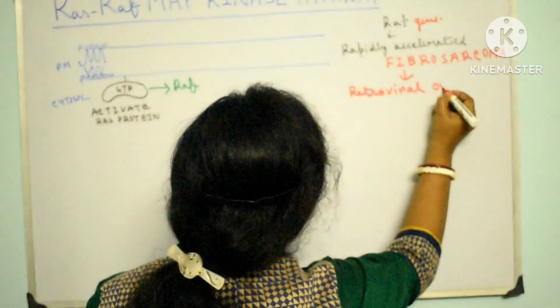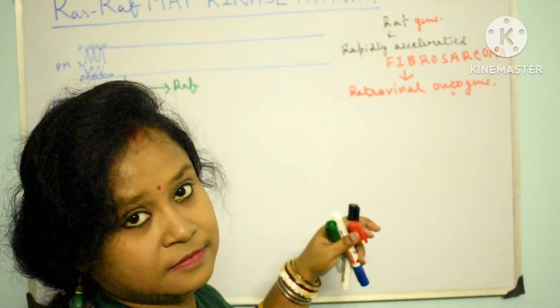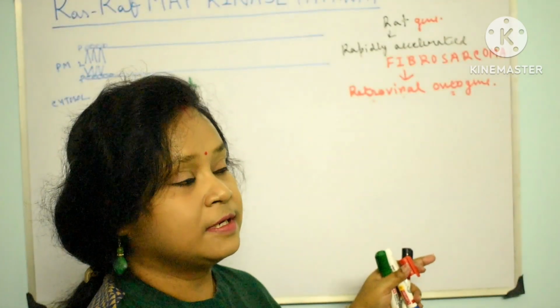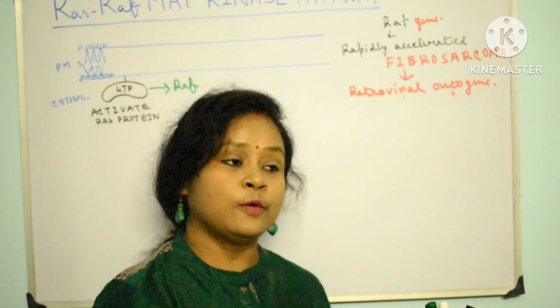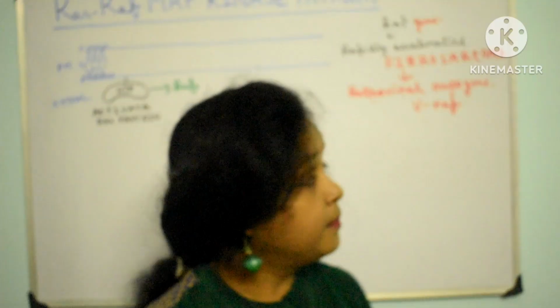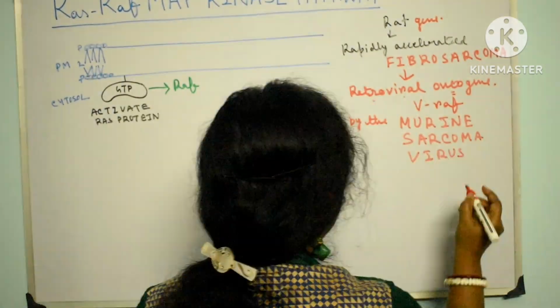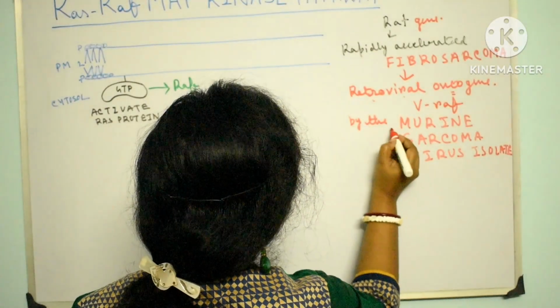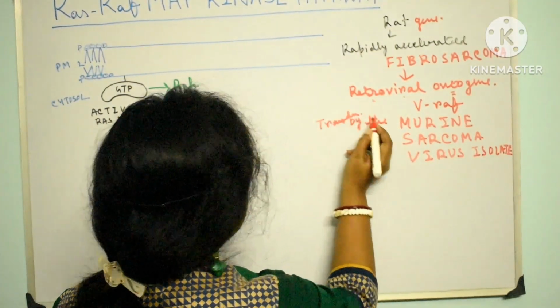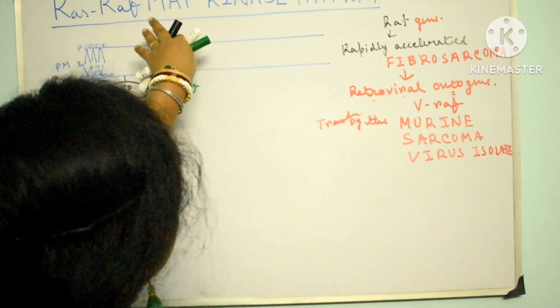Retroviral oncogene. It means a gene responsible for creating cancer inside our body. And what is this retroviral? This is a totally separate concept which will be discussed at the time of discussing cancer. V-RAF was transduced by the murine sarcoma virus isolate. So this information is sufficient for this pathway.